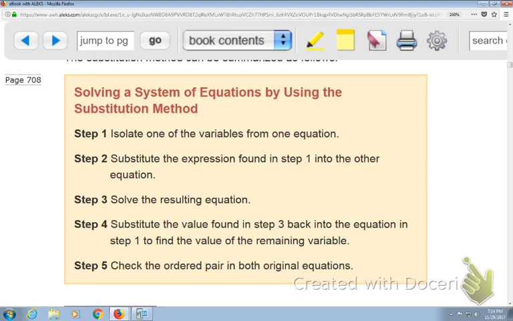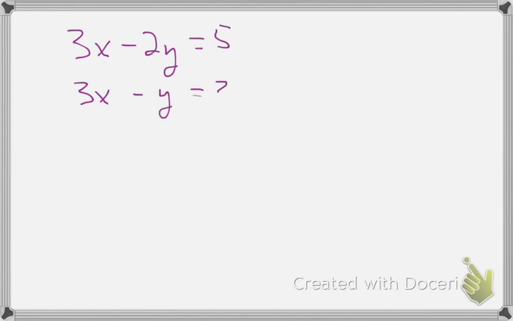So let's see how this works. Let's see how substitution works. Let's say that I give you 3x minus 2y set equal to 5, and I give you 3x minus y set equal to 3. So here's the system.